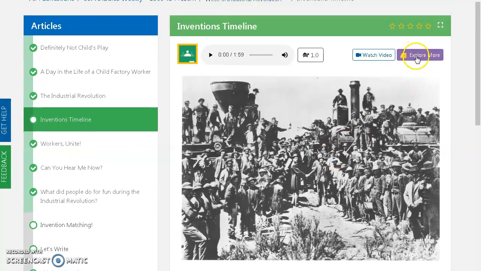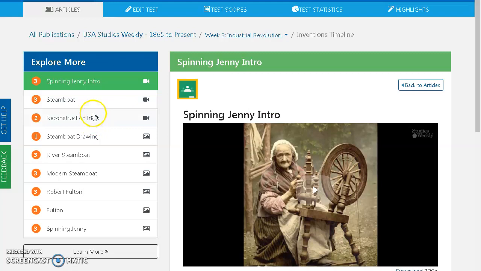Okay, under Inventions Timeline, we're going to look at the Explore More. You need to know that all of these were inventions during the Industrial Revolution: the sewing machine, telephone, and the steamboat.